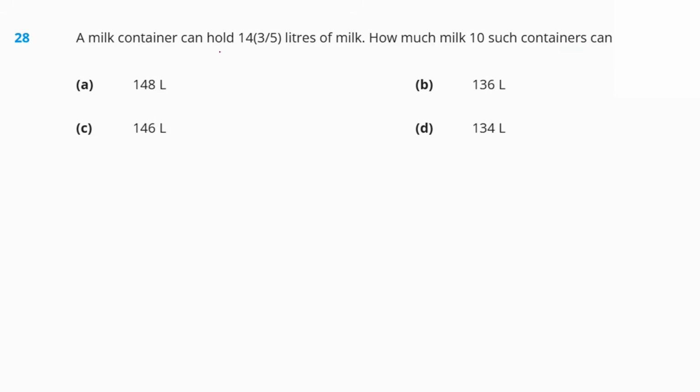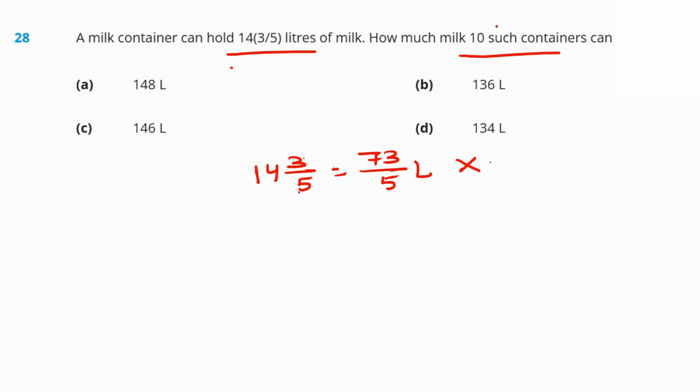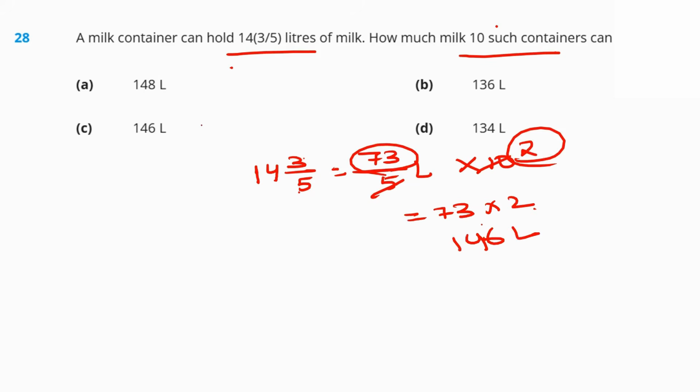Next, question number 28. A milk container can hold 14 3/5 liters of milk. 14 3/5 liters is how much? 14 fives are 70 plus 3, 73/5 liters. Okay, fine. One container holds 73/5. So 10 such containers will hold how much? Simply multiply by 10. 5 twos are 10. You're left with 73 into 2. That's 2 threes are 6, 2 sevens are 14, 146 liters. Option C being our answer.